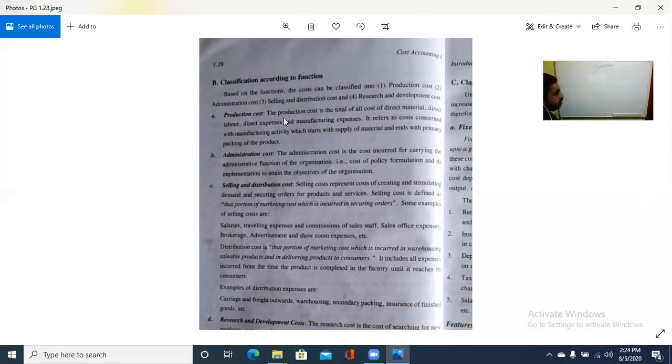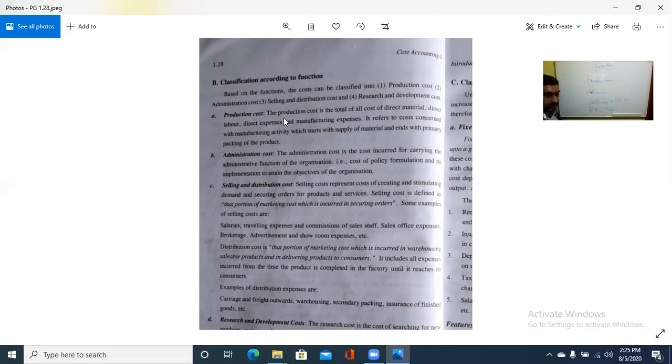What function is being done? So based on the function, the cost can be classified into production cost, administration cost, selling cost, distribution cost, and research and development cost. So what all are there? One is production. Another one is administration, means office expenses. Then selling and distribution cost. And another one is research and development cost.